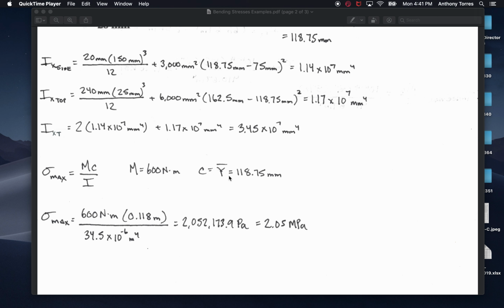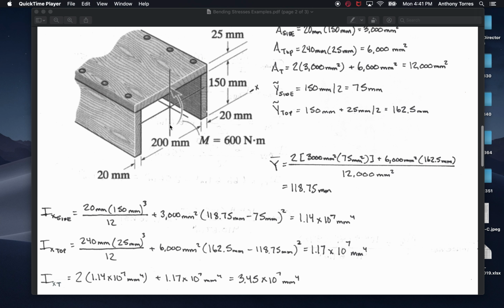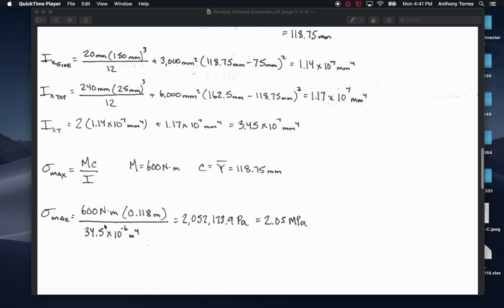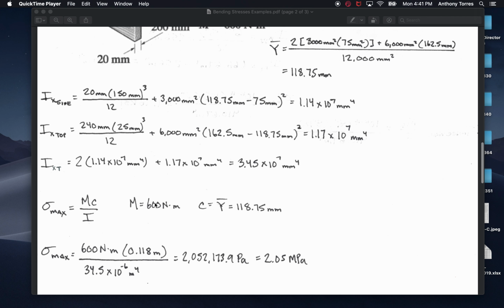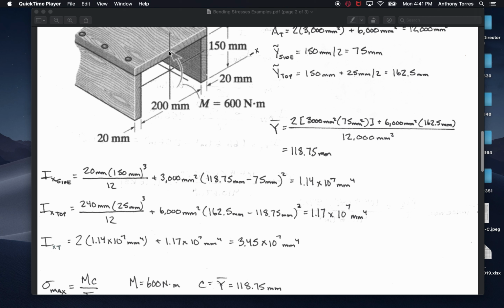I would do 600 Newton meters. My y would be this overall height, 150 plus 25, which is 175. So 175 minus y bar. That would be this remaining distance from here to here. And y bar is 118.75. So right now I have my calculator. 600 Newton meters times 175 minus 118.75. Okay, that gets me the location from here to here.